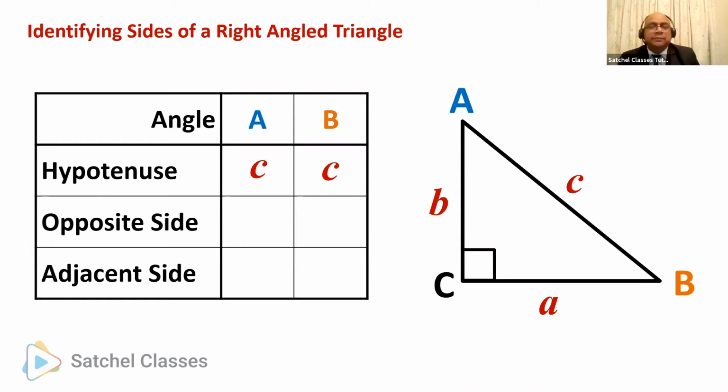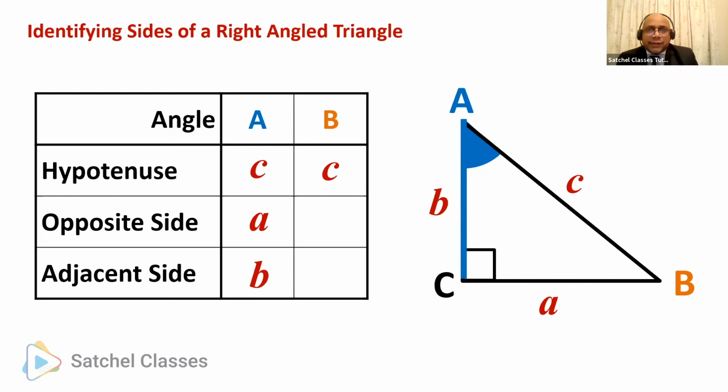For example, if we are referring to angle A, the opposite side in this case would be small a, right? It's the side CB, which is represented by small letter a. The opposite side will be a. And the adjacent side would be the side which is not the hypotenuse and not opposite. Okay, so it is basically side AC, as you can see, which is represented by the letter b.